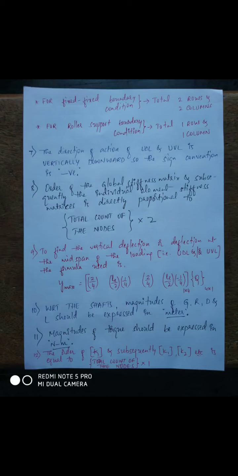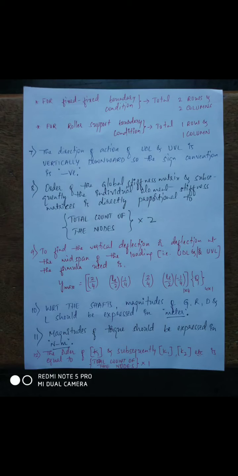Similarly, if at a node in the beam structural member is having roller support boundary condition, only 1 row and 1 column is to be deleted logically.